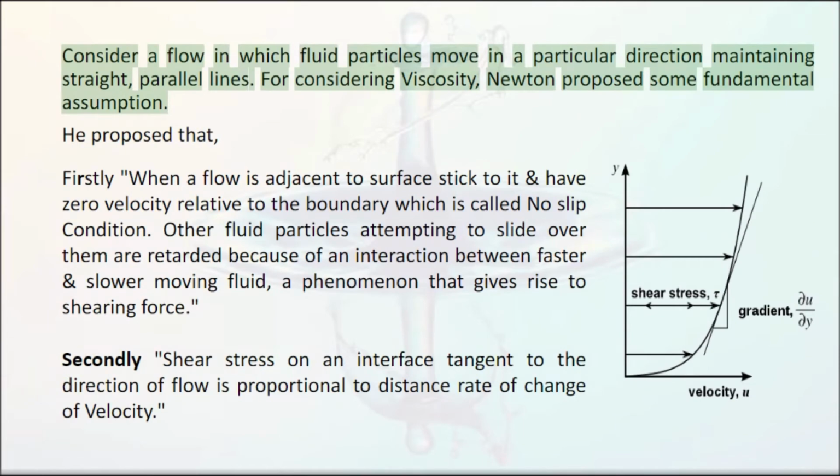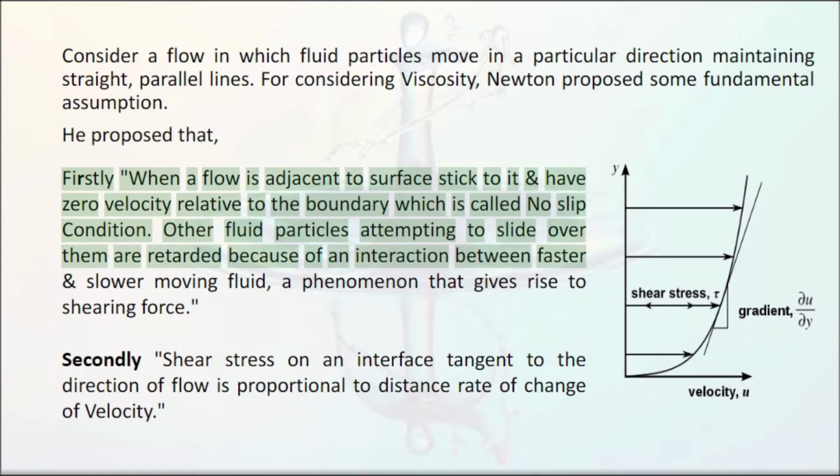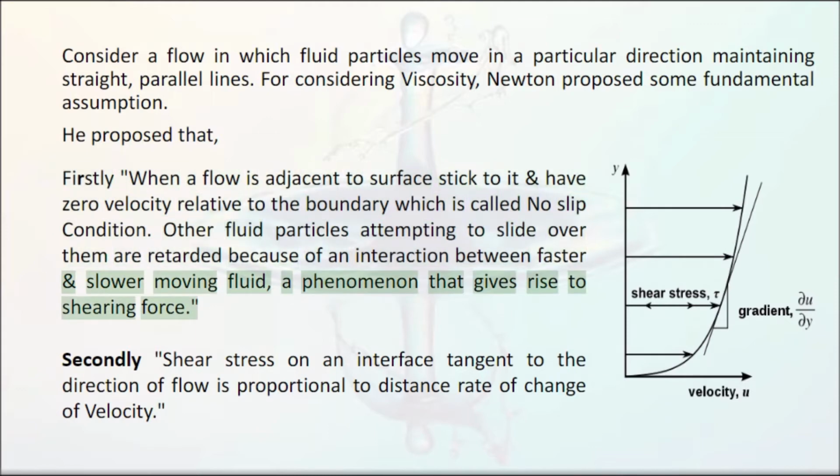Consider a flow in which fluid particles move in a particular direction, maintaining straight, parallel lines. For considering viscosity, Newton proposed some fundamental assumptions. Firstly, when a fluid is adjacent to a surface, it sticks to it and has zero velocity relative to the boundary, which is called the no-slip condition. Other fluid particles attempting to slide over them are retarded because of an interaction between faster and slower moving fluid, a phenomenon that gives rise to shearing force.